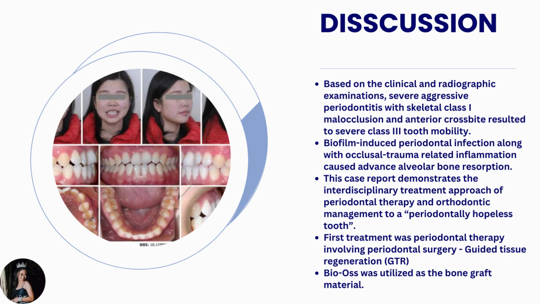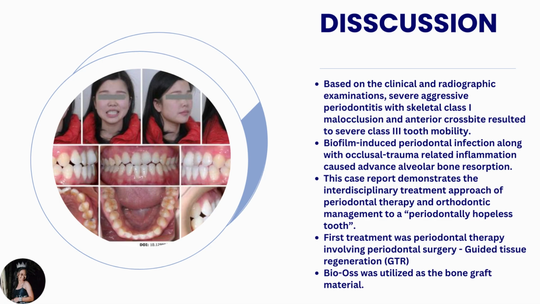After clinical and radiographic examinations, as well as diagnosis and treatment planning, it was necessary to perform periodontal therapy prior to orthodontic treatment. Periodontal surgery to reconstruct resorbed alveolar bone and restore soft tissues is provided by guided tissue regeneration. Guided tissue regeneration is indicated during alveolar bone resorption to preserve and augment the alveolar bone ridge and enable proliferation of cells and formation of bone.